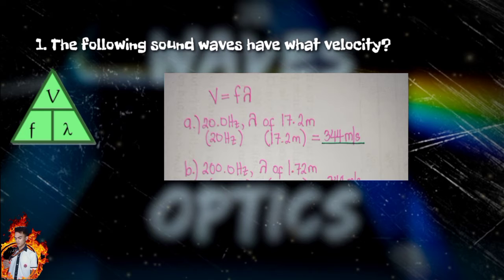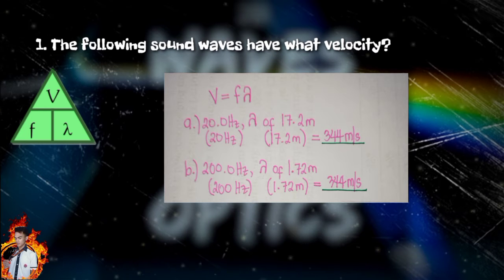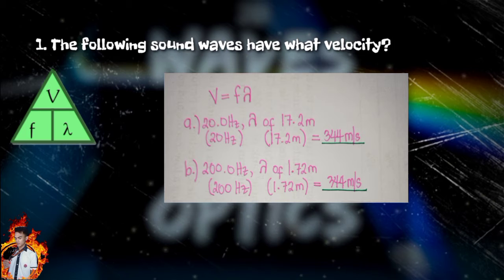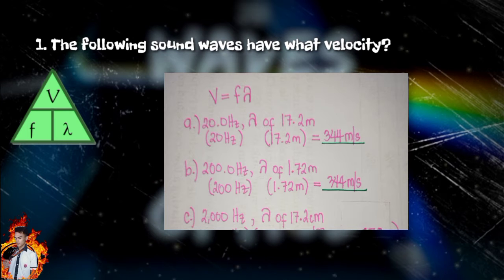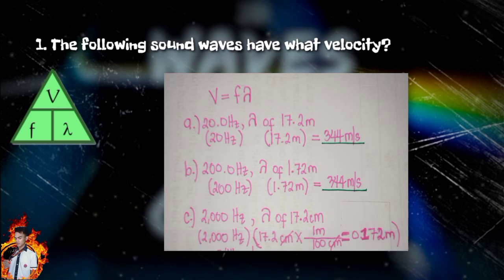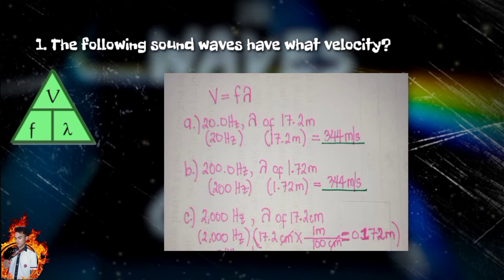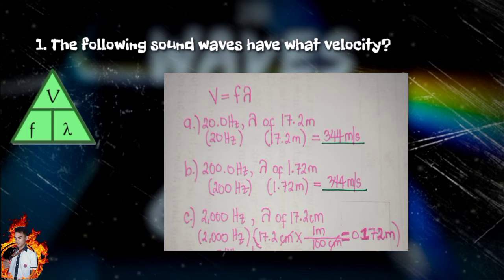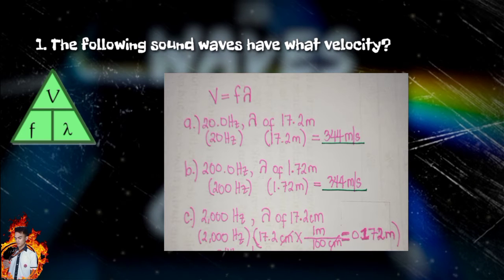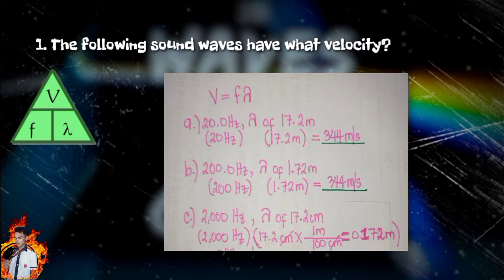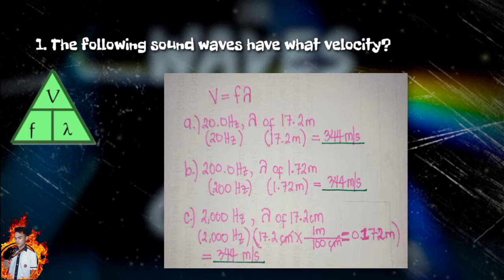Given the frequency of 200 Hz and the wavelength of 1.72 meter, 200 Hz multiplied by 1.72 meter is equal to 344 meter per second. Letter C: given the frequency of 2000 Hz and the wavelength of 17.2 centimeter. Since it is centimeter, we are going to convert it into meter. In 1 meter, there are 100 centimeter. So 17.2 multiplied by 1 and divided by 100 is equal to 0.172 meter. 2000 Hz multiplied by 0.172 meter is equal to 344 meter per second. We have now the velocity of letter C.